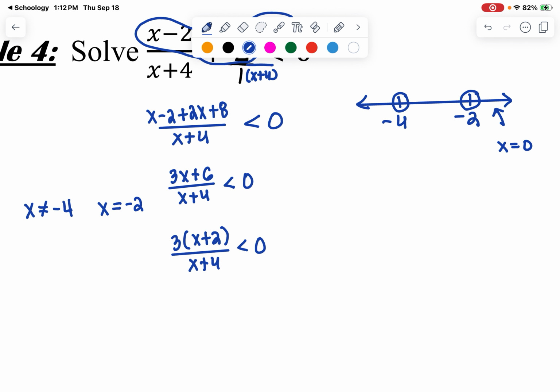Plugging in 0 in the numerator, I get 2 times 3, which is 6. Plug in 0 in the denominator, I get 4. So I have a positive over a positive, which is positive. All right, I'm going to use multiplicity. I'm going to jump over that -2. -2 comes from the factor of x plus 2, which has an odd multiplicity, so change your sign. -4 comes from the factor of x plus 4, which is an odd multiplicity, so change your sign again. Look at your inequality. I want values less than 0. So those are values in between -4 and -2.